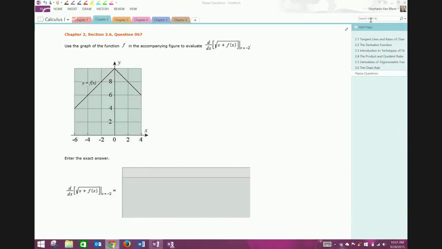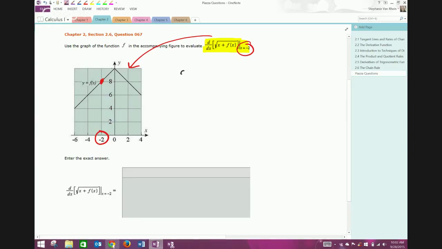The purpose of this video is to go over a question on the Wiley homework in 2.6. 2.6 is the chain rule. So the purpose of this question is to see if you can use the chain rule to find the derivative of this function, but then also apply the graph to find the value of the derivative or the function at x equals -2. So this point right here.